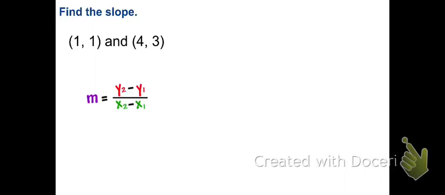Here we're going to find the slope given 2 points, and we're going to use this formula right here. So the first step I would recommend is label our points x, y. So I'm going to label this x, y. X always comes before y in the alphabet, same with coordinates.